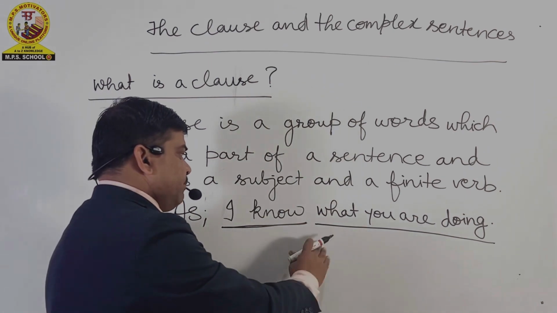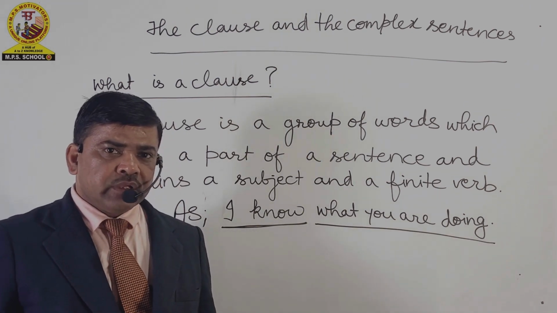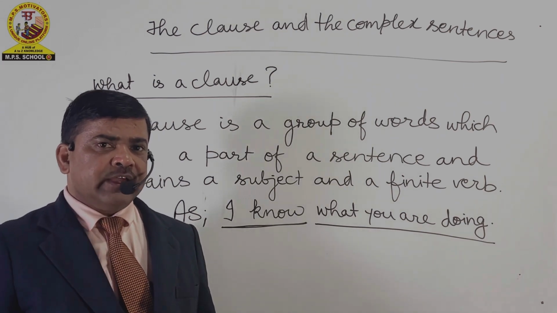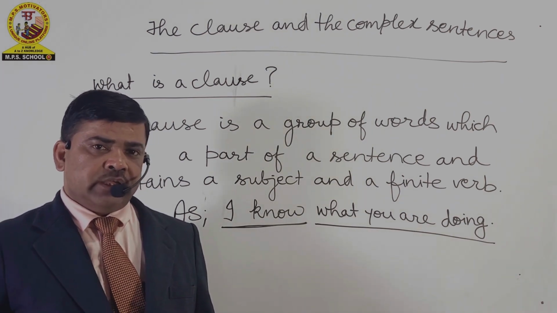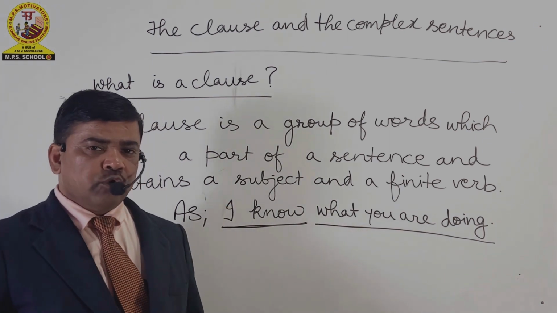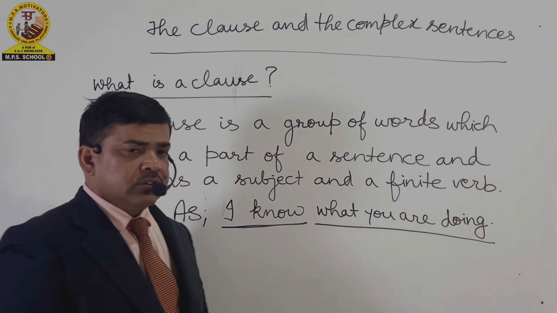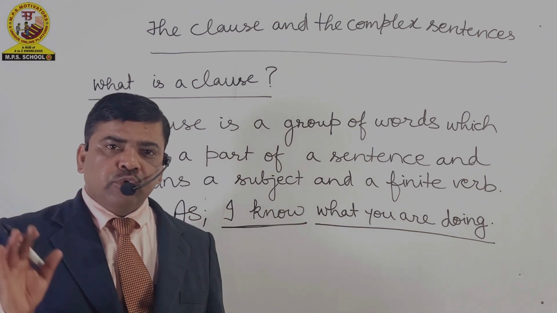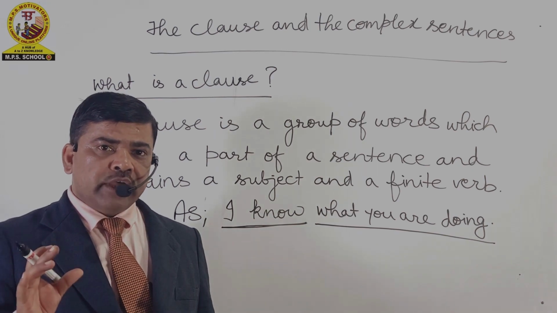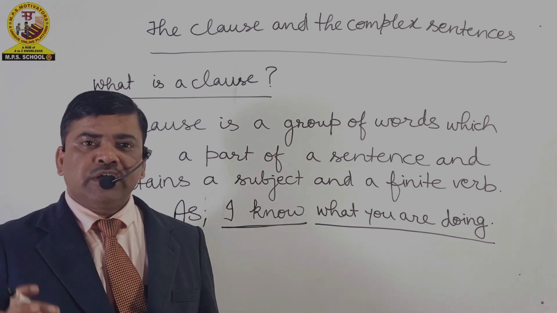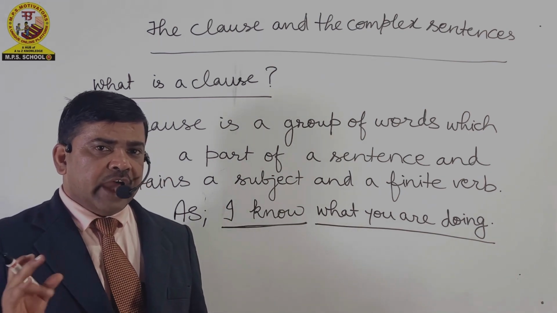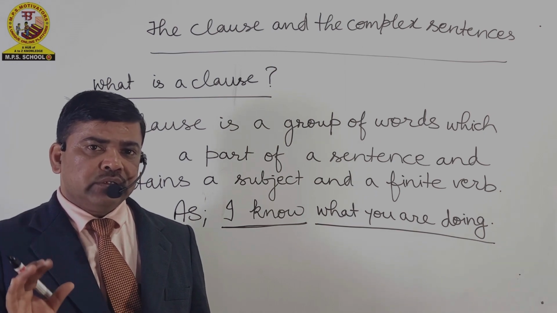इस दोनों में से प्रत्येक एक क्लॉज है. I mean इस लंबे से सेंटेंस का जो दोनों पार्ट्स है वो दोनों पार्ट्स ही क्लॉज है. दोनों पार्ट्स में सब्जेक्ट है और दोनों पार्ट्स में फाइनाइट वर्ब है. इसलिए दोनों ही पार्ट्स क्लॉज हैं. इतना तो क्लियर हो गया होगा. I think this much must have been clear why the parts of the sentence I know and what you are doing are clauses.